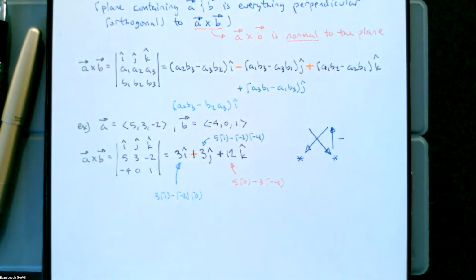So now we have a description of the plane containing the vectors A and B. So there's a plane with the vectors 5, 3, -2, and -4, 0, 1. Those are two vectors sitting in a plane. The vector 3, 3, 12 is perpendicular to that plane.